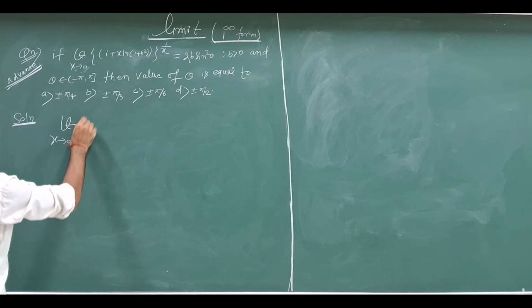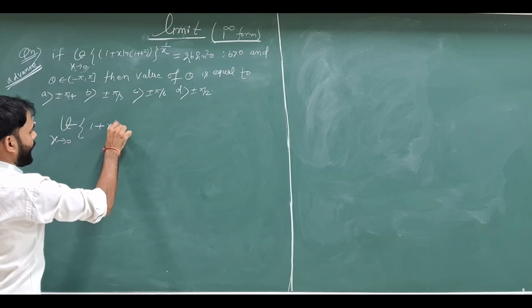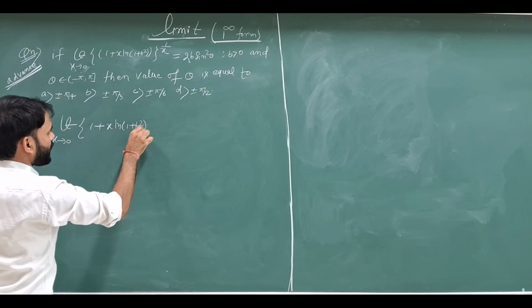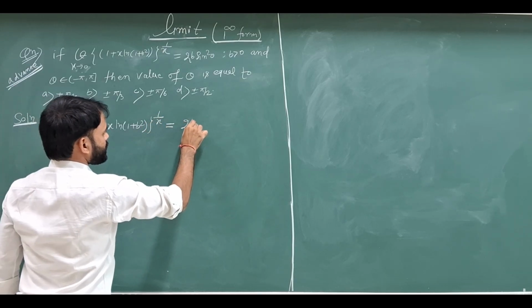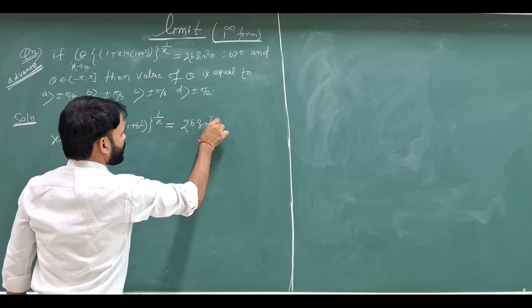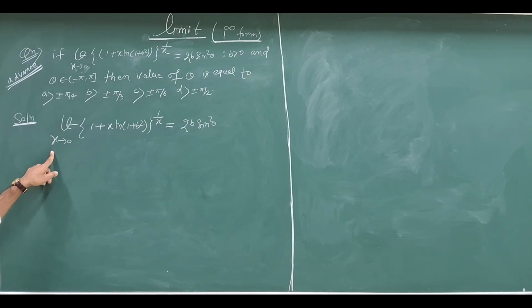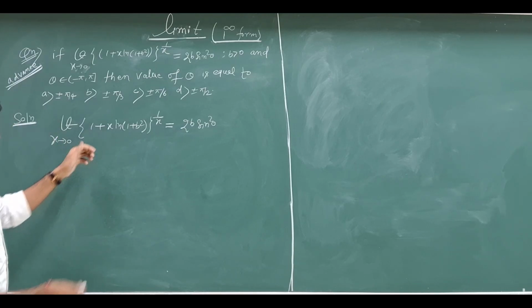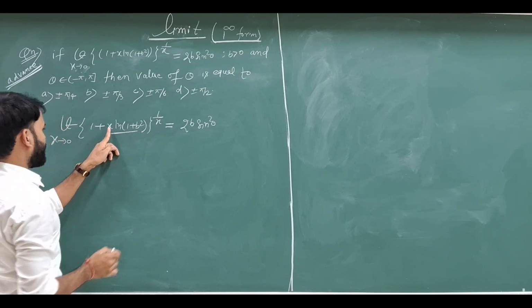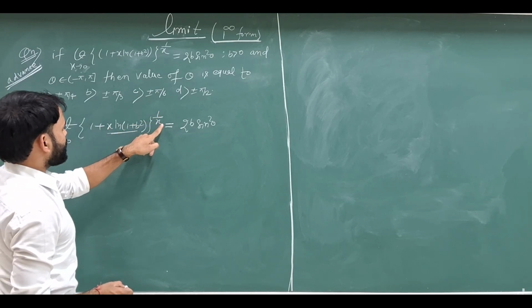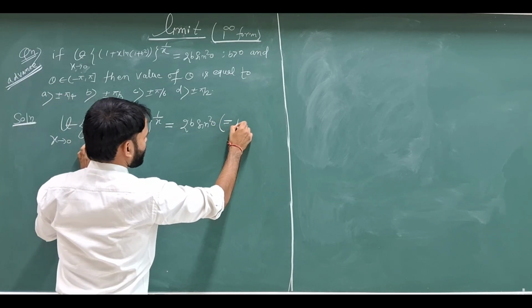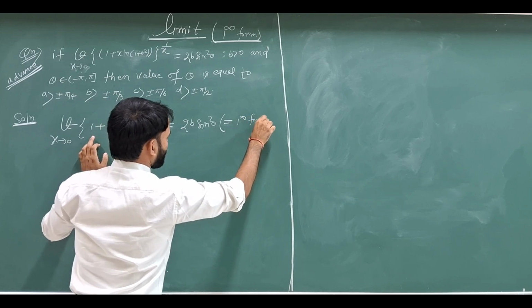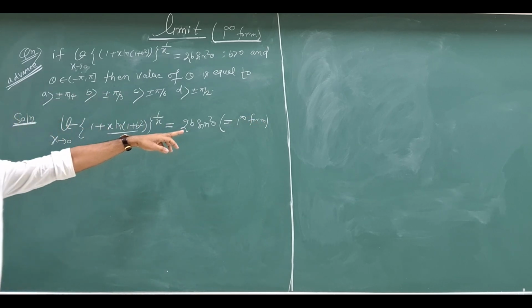Limit x tends to 0, (1 plus x ln of 1 plus b square) whole to the power 1 by x, and this is equal to 2b sin square theta. If I take limit x tends to 0, this quantity goes to 0 because x is present. Also 1 by 0 tends to infinity, so this whole quantity is in 1 to the power infinity form.